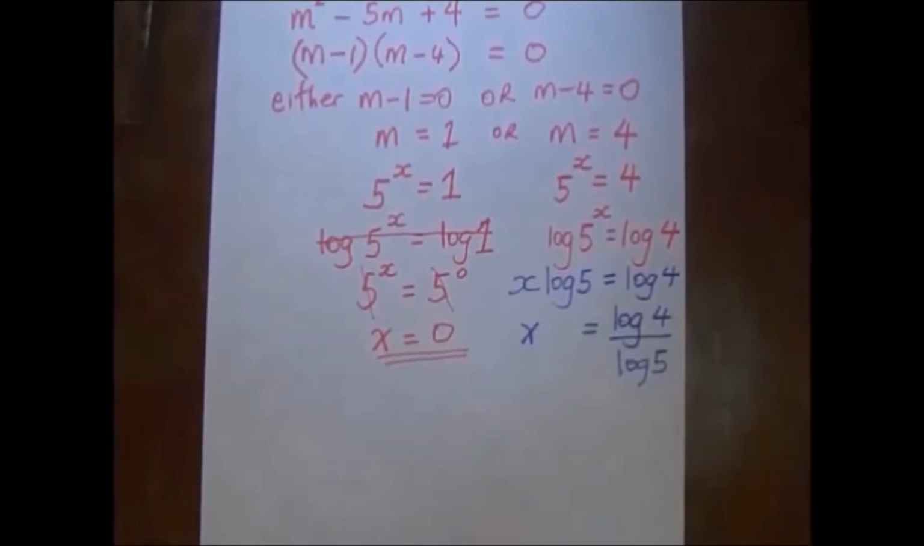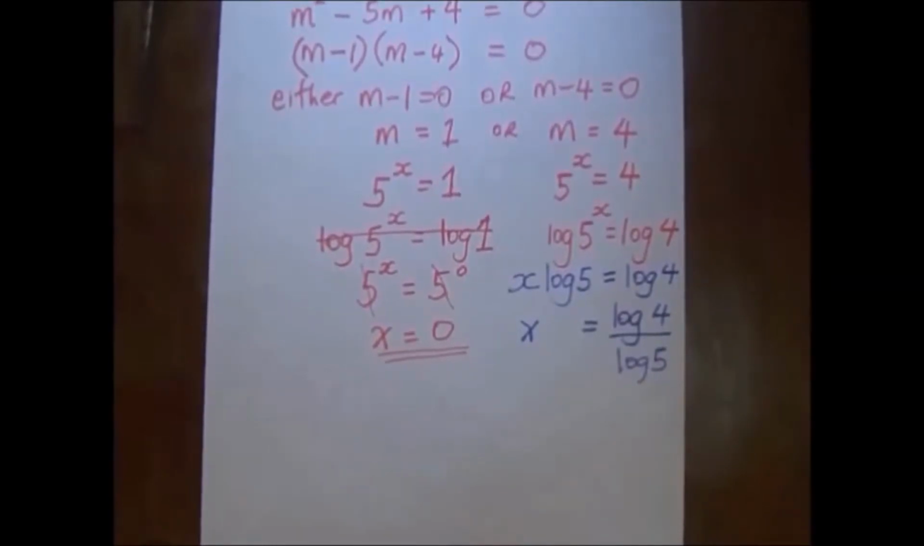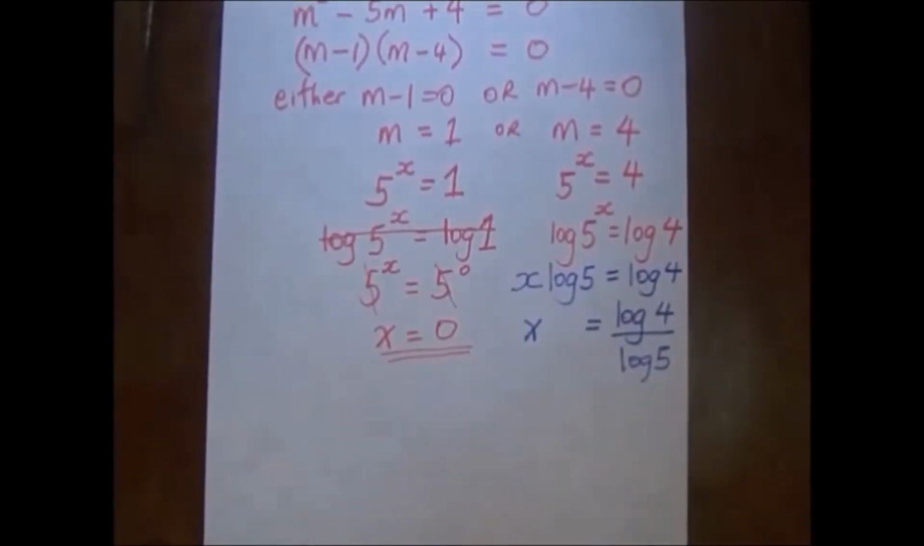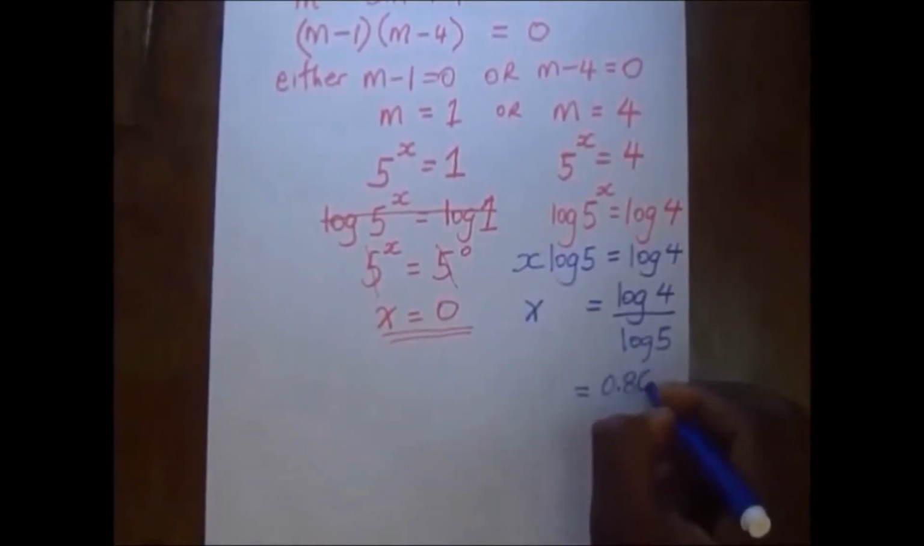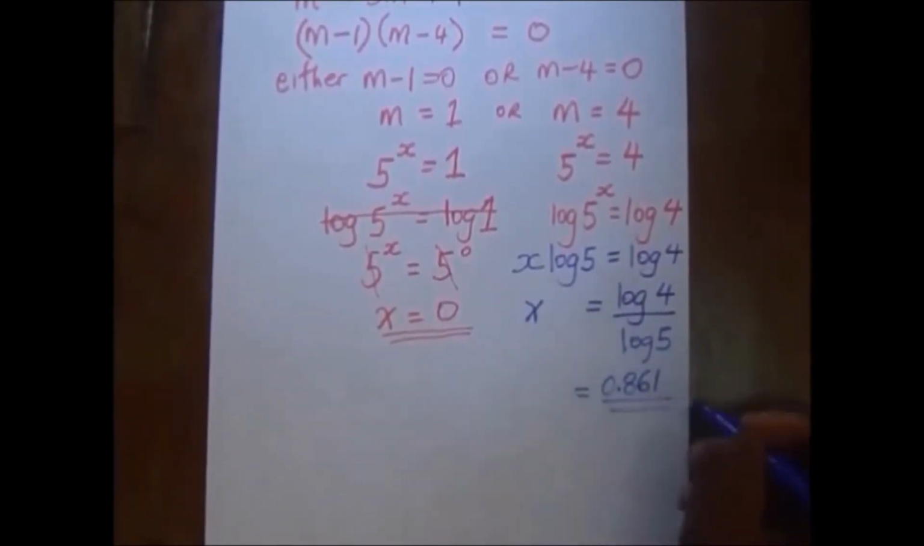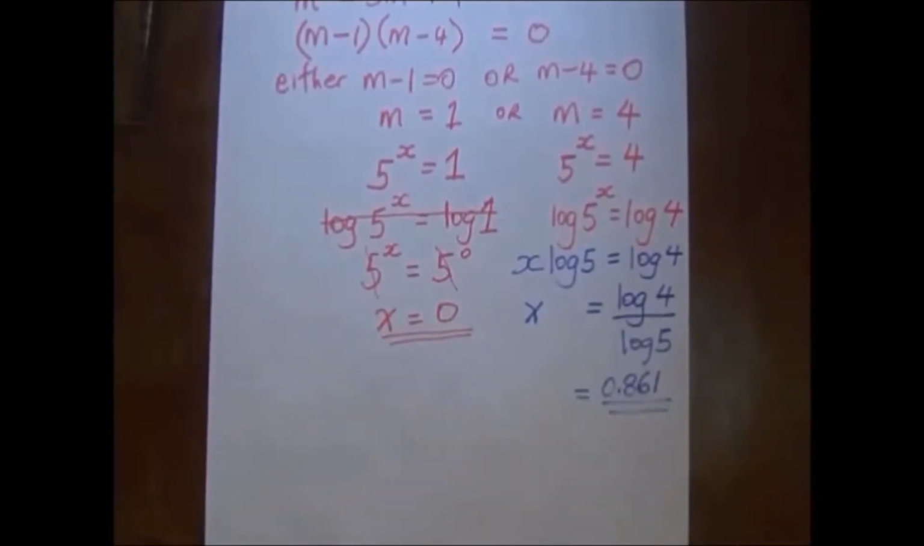And so if you punch that into our calculator, log of 4 base 10 over log of 5 base 10 is going to give us 0.861. And that is our answer. So we shall go to part B of the question.